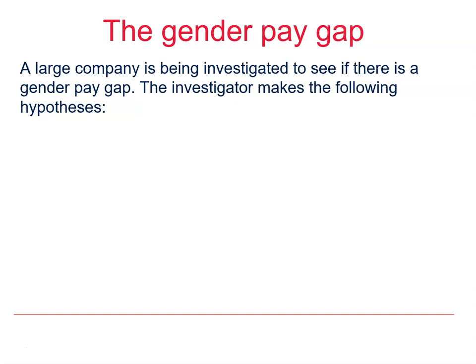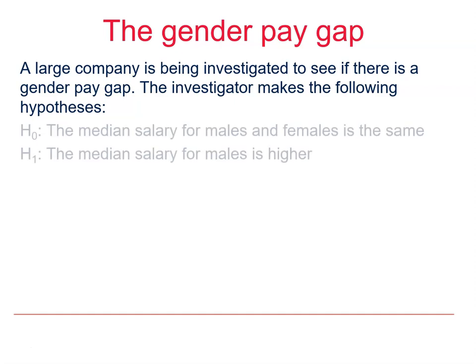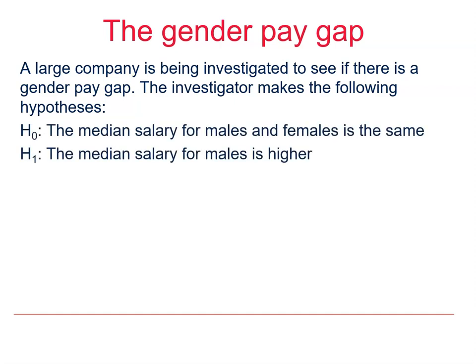In this example, a large company is being investigated. It's an independent investigation, and the company has not provided salary data, so a sample will need to be taken. The investigator starts by making null and alternative hypotheses and deciding on a significance level. This will be a one-tailed test, as we suspect that the median salary for males is higher than for females.